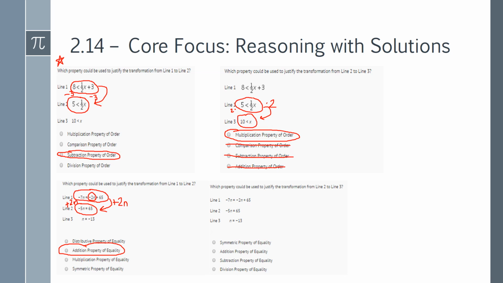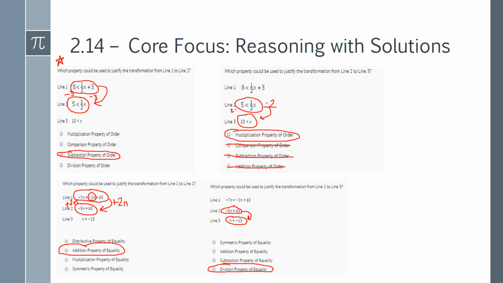Okay, last one. Going from line 2 to line 3, what happened? I noticed that my negative 5 on the left side is gone. So in order to get rid of it, I must have divided, because it's currently being multiplied by n. So I must have divided both sides. So again, I just said, oh, I divided, division. So this is the division property of equality.